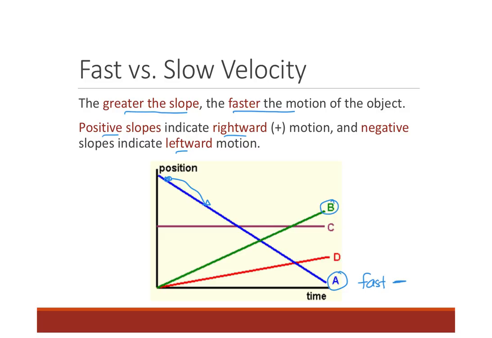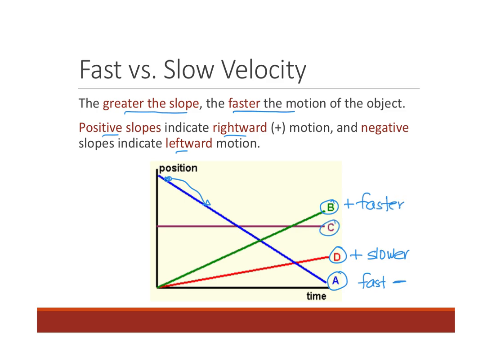Both lines B and D are going in a positive direction because we have a line going off to the right from the 0 point. But they have 2 different slopes. The flatter slope is moving more slowly than the steeper slope between these 2 lines.